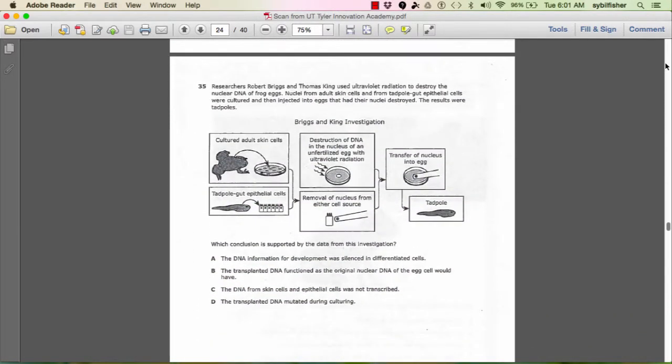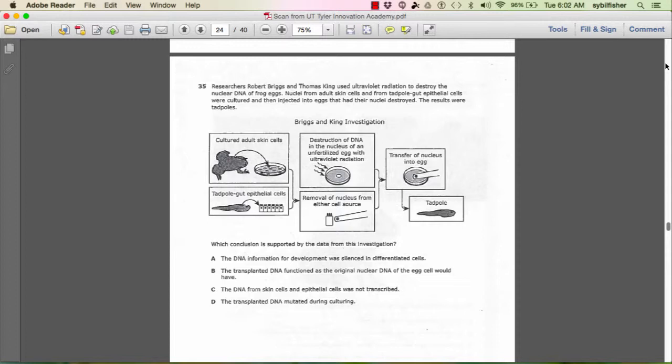Number 35. Researchers Robert Briggs and Thomas King used ultraviolet radiation to destroy the nuclear DNA of frog eggs. Nuclei from adult skin cells and from tadpole gut epithelial cells were cultured and then injected into eggs that had their nuclei destroyed. The results were tadpoles, and the pictures say Briggs and King investigation. From the top left, cultured adult skin cells, tadpole gut epithelial cells.